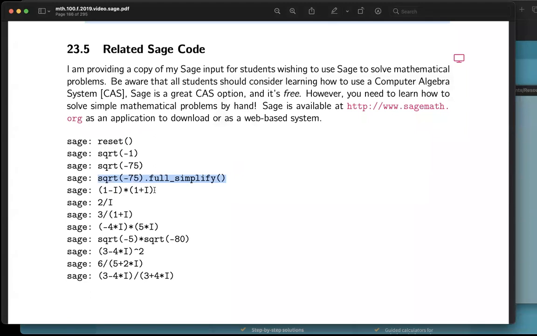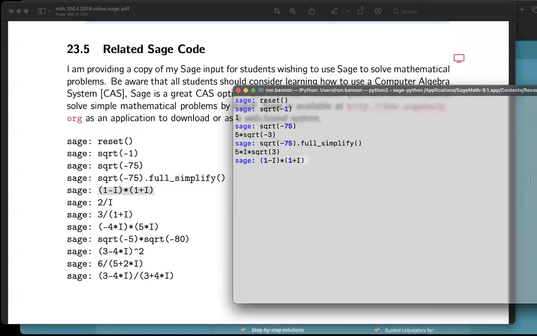All right, let's do this one over here. And again, it's an arithmetic problem for Sage. And what does it say? 1 minus the unit imaginary quantity times 1 plus the unit imaginary quantity. And that gives me the number 2. Well, we've done that one before.